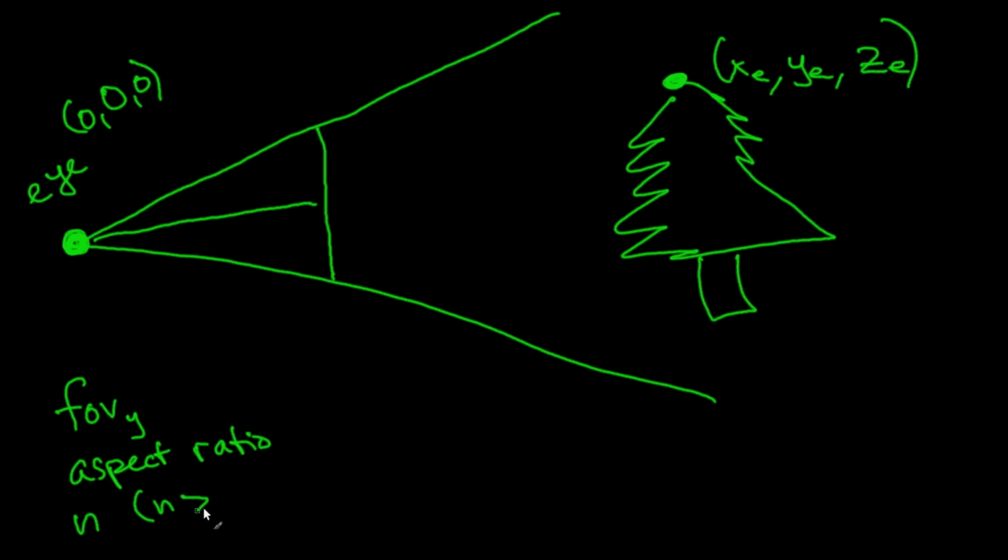Most graphics APIs have n greater than 0, the ones that I'm familiar with. So this will be a positive distance, and I make this qualification because most graphics APIs I know also kind of assume that the eye is looking down the negative z-axis. That's the convention, that's the standard, and what I mean by this is that for something to be visible here on our screen, its z coordinates are going to be negative.